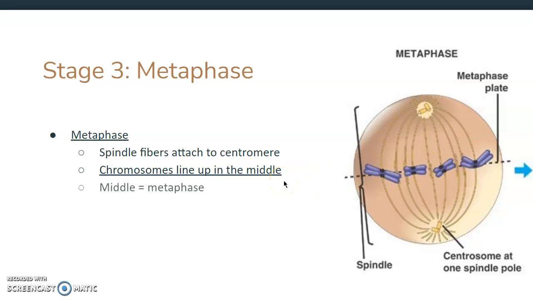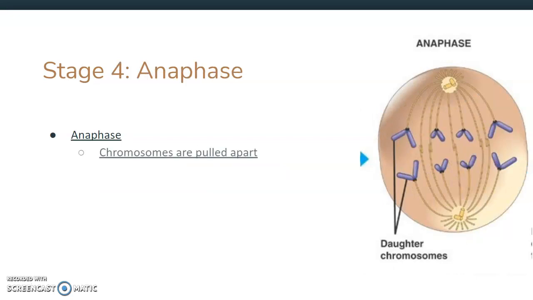So when I think metaphase, I think middle. So we have all our chromosomes lining up in the middle, and they all have a spindle fiber attached to each one. The next part is our anaphase, and this is when our chromosomes are pulled apart.